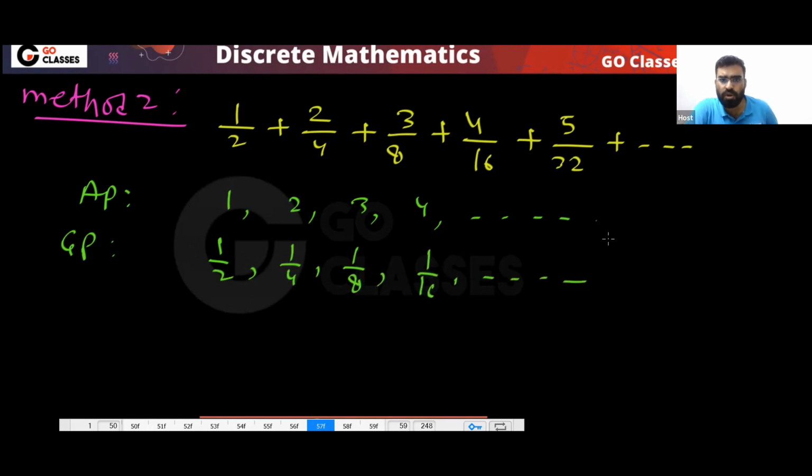Now, we don't have the desired format because this is starting from half. So this is not desired. So what am I going to do to get the desired format?